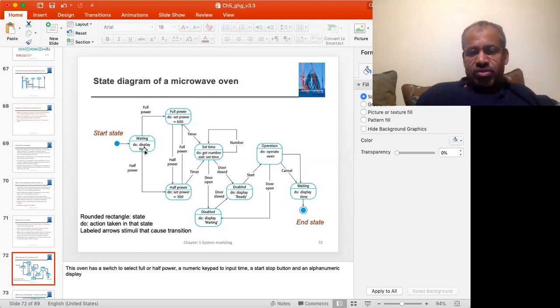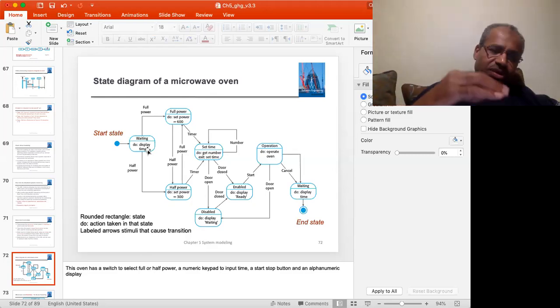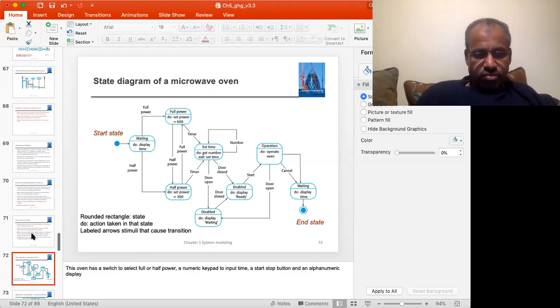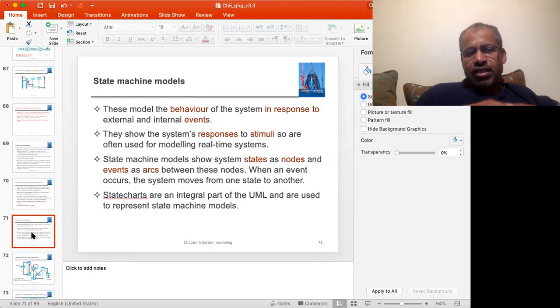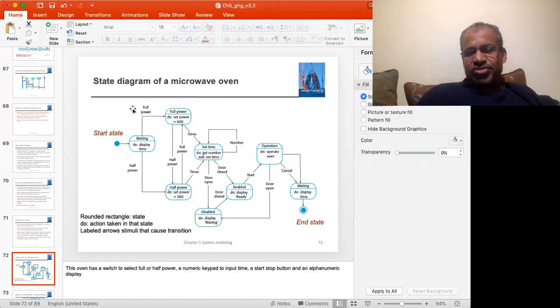This thing at the bottom half of the state description here is optional. You don't have to have it all the time, but sometimes it's useful to indicate what the machine should be doing while it is in that state. All right, so let's go up again. The state machine models the behavior of the system in response to external and internal events. The events would be indicated by these conditions. If someone selects power rating or sets a timer, this would be the event that the system has to respond to.